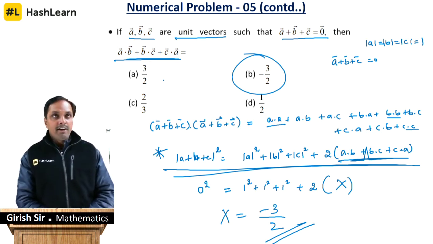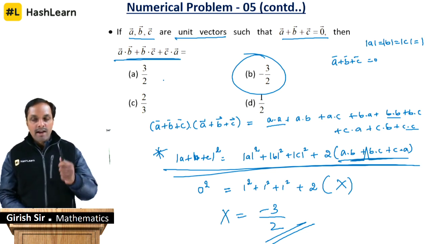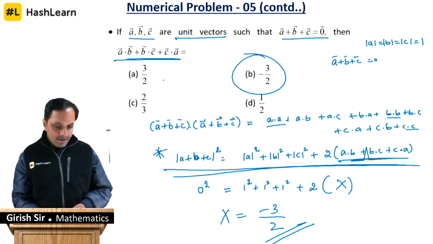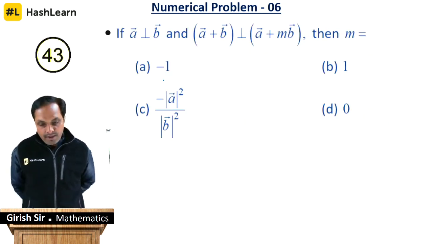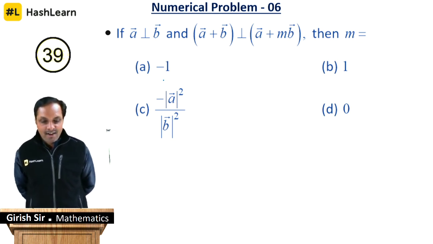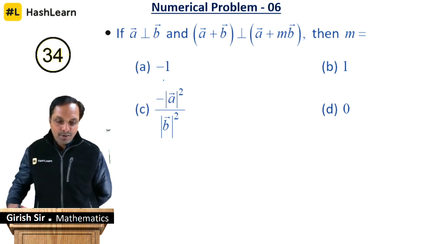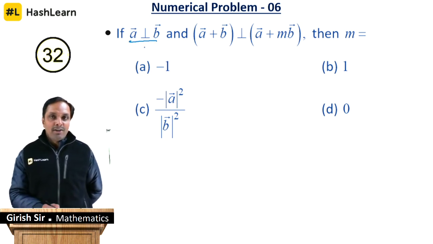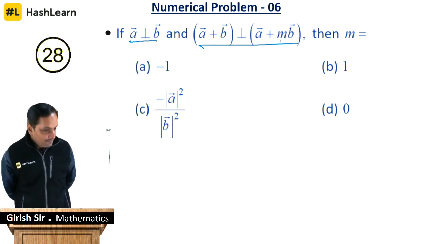Come on, get ready for the next numerical. You will have 45 seconds. Try to give the right choice. Very important problem. यहाँ पे conditions दिए हैं, आपको m का वैल्यू फाइंड करना है. They have given you two conditions. A is also perpendicular to B and A plus B is perpendicular to A plus m times B.